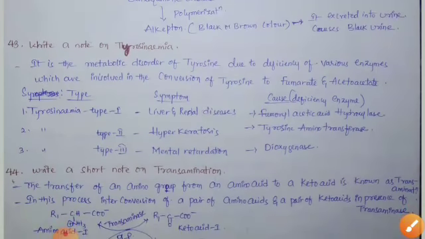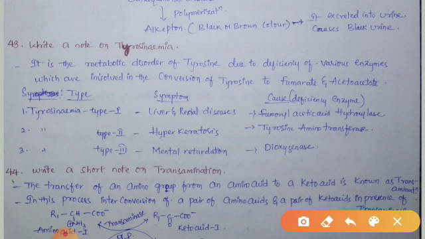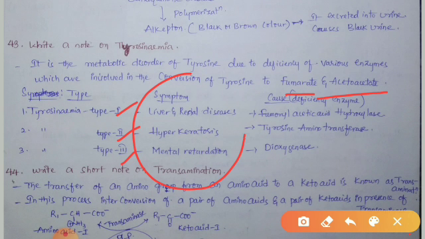Write a note on tyrosinemia. So it is also a metabolic disorder of tyrosine due to the deficiency of various enzymes which are involved in the conversion of tyrosine into fumarate and acetoacetate. The disorders are tyrosinemia type 1, tyrosinemia type 2 and tyrosinemia type 3. These are the symptoms we get in the respective disorders, and the causes respectively.